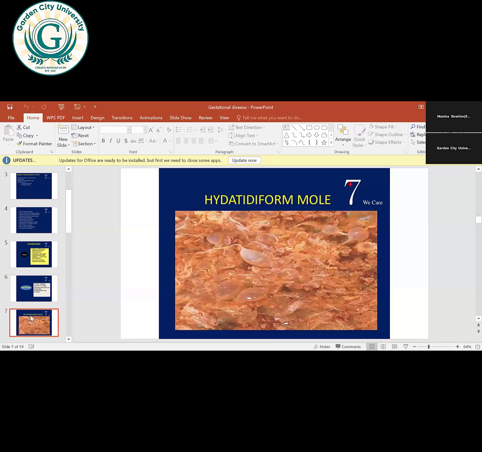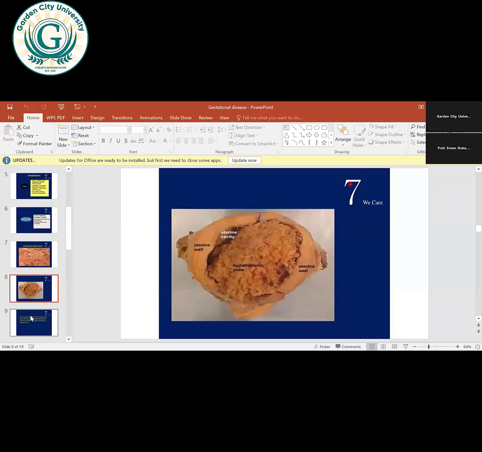Okay. That is hydatidiform mole. You look at the granules looking like jollof rice. Look at it there. What you are looking at is not a bowl with soft jollof rice. It is a uterine cavity.